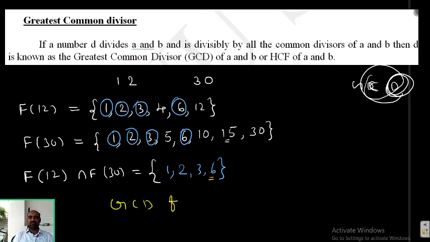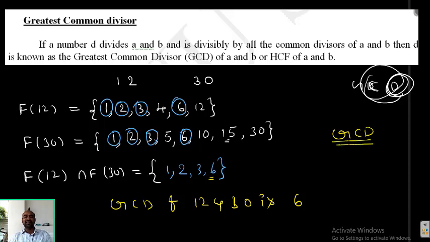GCD of 12 and 30 is 6. In this way, you can find the greatest common factor. So this method is called the list method. By using the list method, we can find GCD.